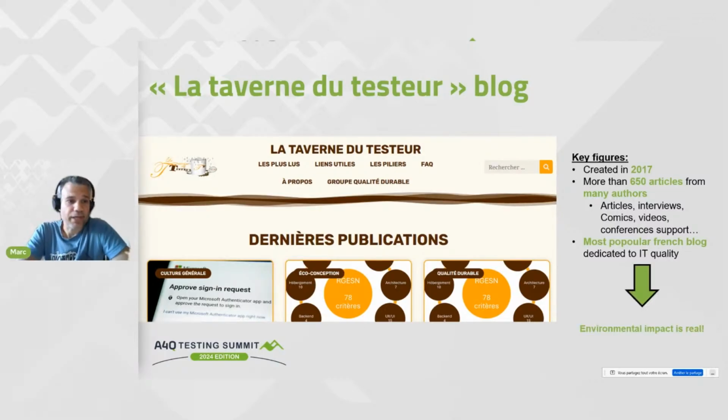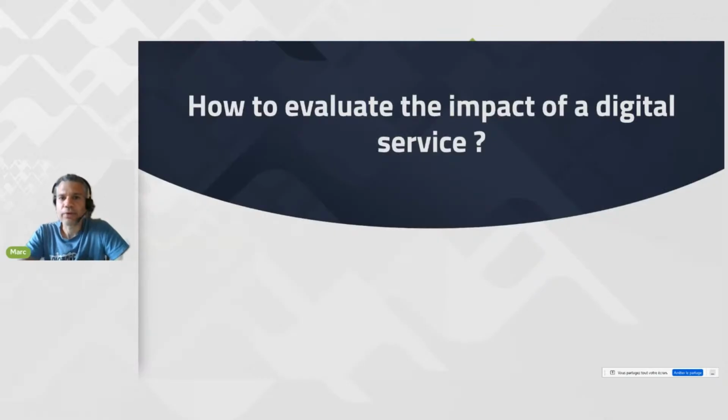It has an impact because people are going on it, they are using servers, they are using their mobiles, they are using computers to do it. The environmental impact is real, and as it's used a lot, it has a bigger impact than if it was not used. So now that I've said it, it's quite easy to say I have an impact. But how can I evaluate this impact?